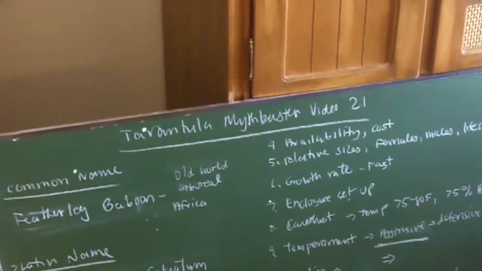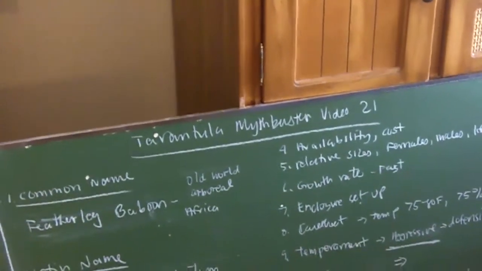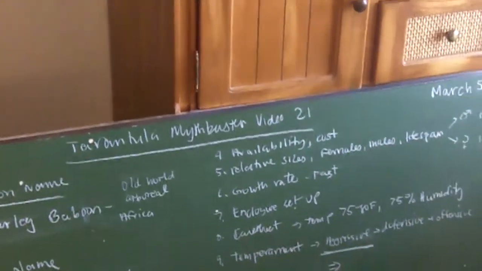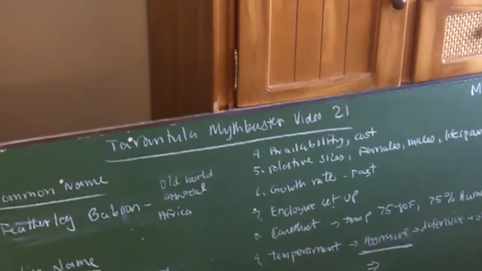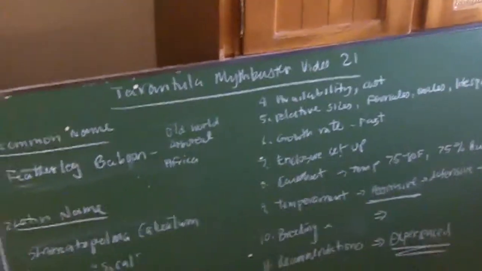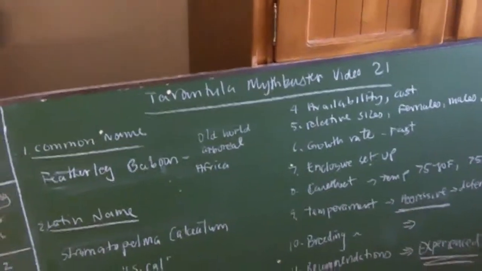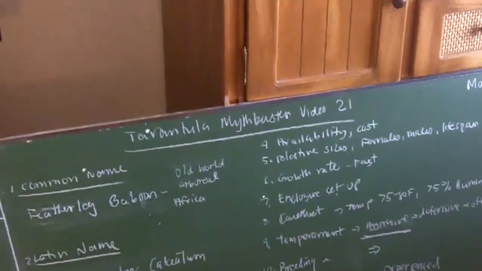First of all, I'll give you an idea of where this species comes from. The Stromatopelma calceatum comes from West Africa. So it says a lot about the species in the fact that it is an Old World arboreal species. With Old World arboreal, it means a lot. Old World means that they are very highly venomous. They are very fast. They move lightning fast.